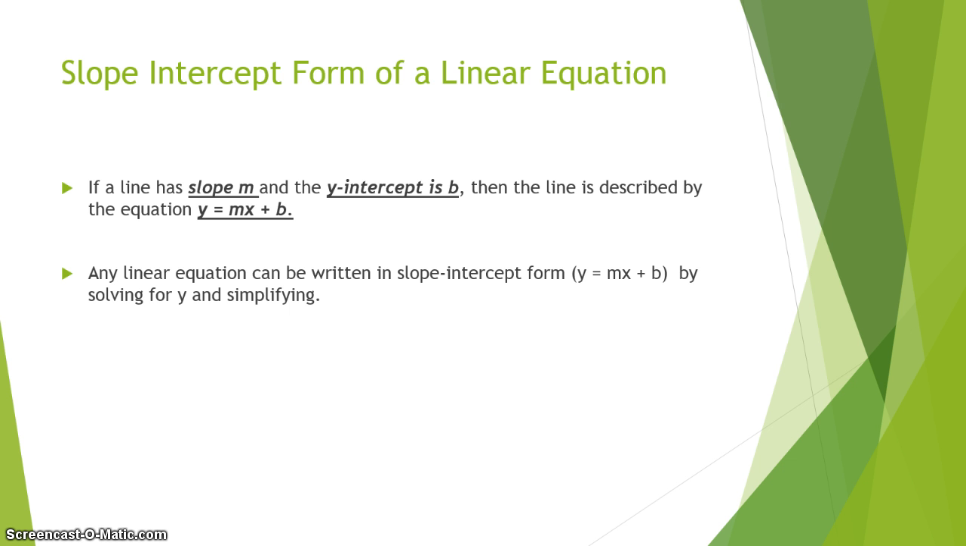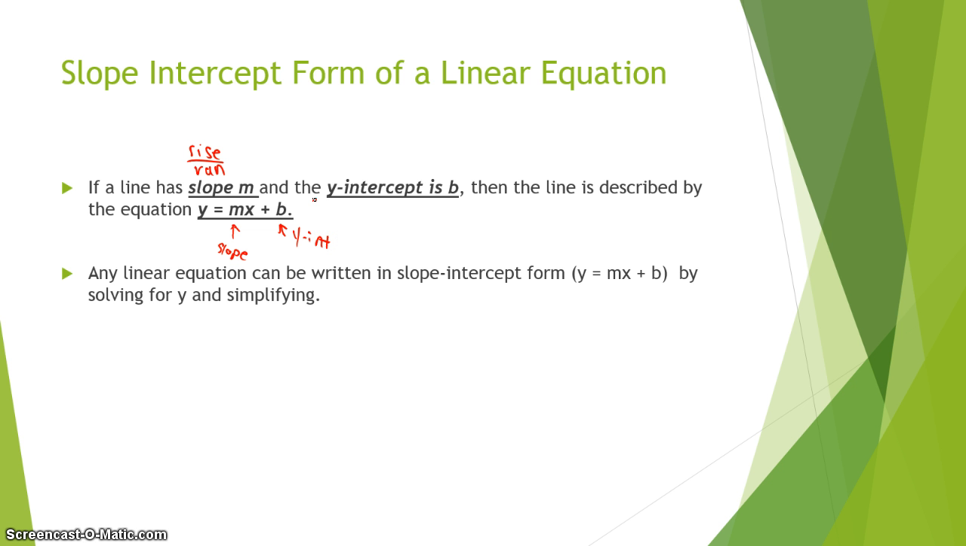So if a line has slope m and the y-intercept is b, then the line is described by an equation of y equals mx plus b, the equation that I was just talking to you about. Remember, slope, that's going to represent my m. So my m is my slope. Remember, slope is rise over run. And b is the y-intercept.